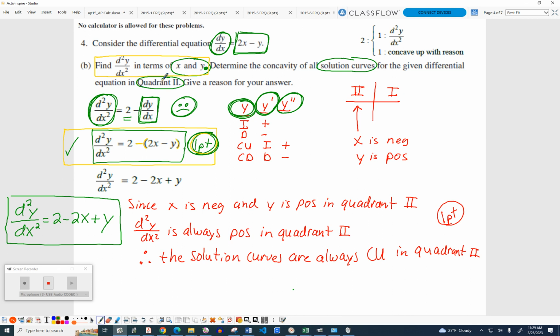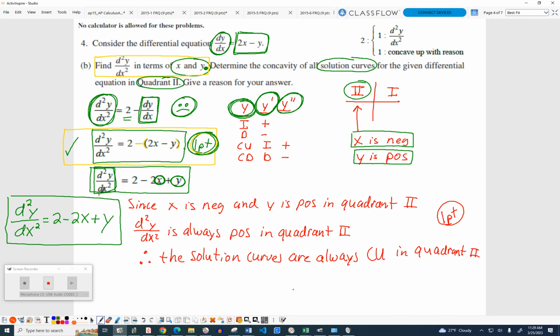In quadrant 2, every x coordinate is negative. Every y coordinate is positive. So I'm going to look at my formula right here and notice, if I'm plugging in all x's that are always negative and y's that are always positive, guess what? My second derivative is always positive. So that's what I explained in red.